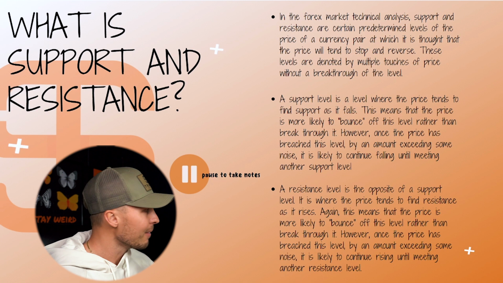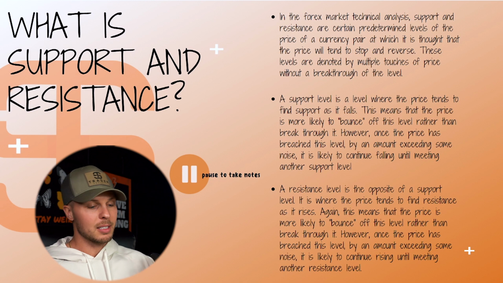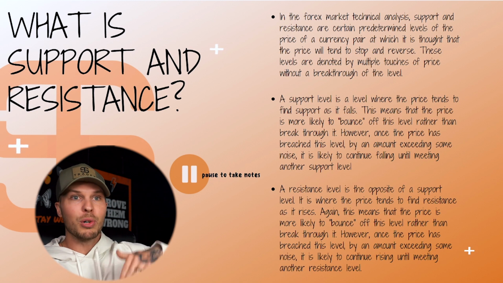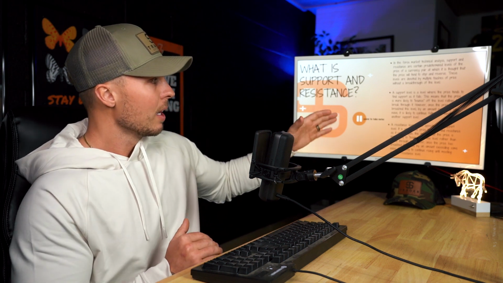So a support level is a level where price tends to find support as it falls. So what that means is as the market's falling, we have this area that is having a hard time breaking below. So pretend this is the support area, the market will go down and it will bounce pretty close to directly off of that support area. Now, this means that when price comes to that support area, and that's why we have these areas marked up, it means that price will potentially bounce off that area, which is important. We want to know that.